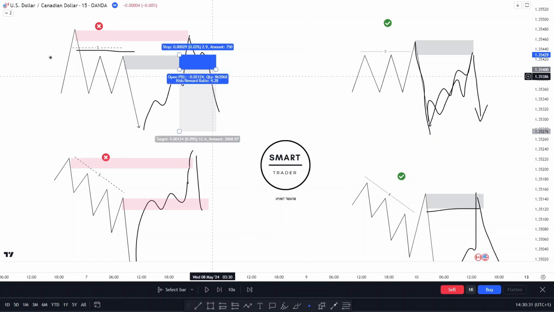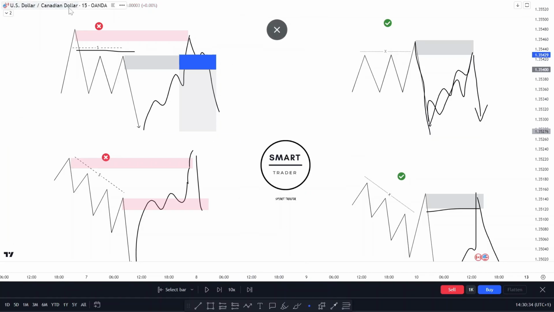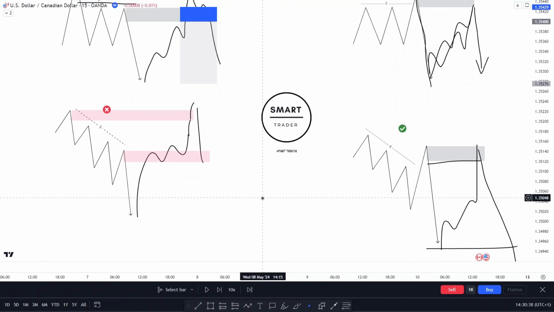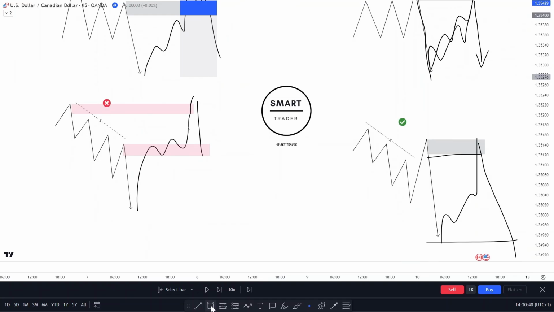All right. For example, here we are in US dollar CAD. So both are based in the New York session. All right, so when an order block like this one here is created, for example, in an Asian session, that means it is a really low probability order block. Why? Because both the USD and the Canadian dollar are not on the market when this order block is created.